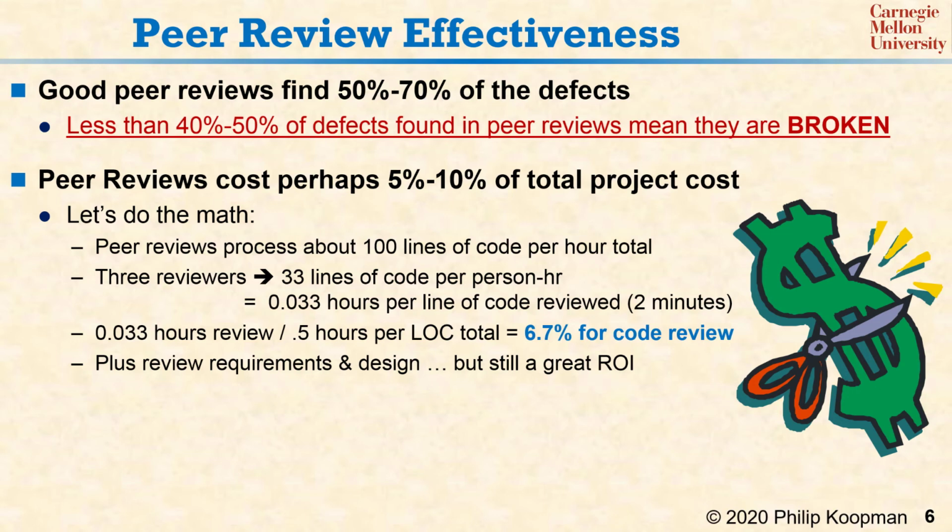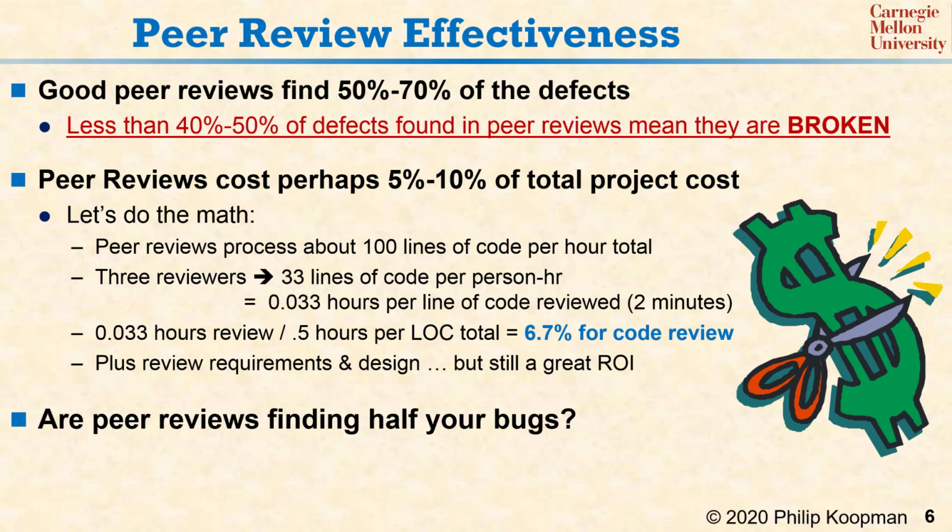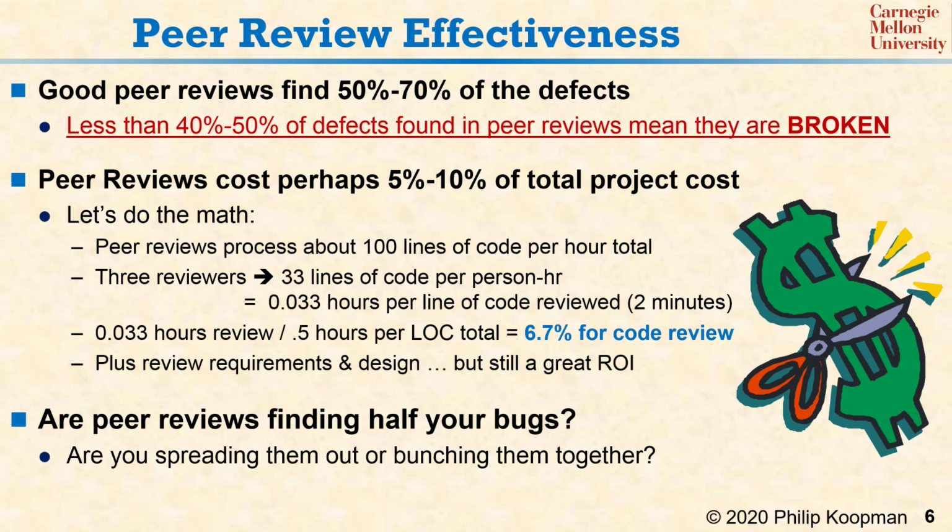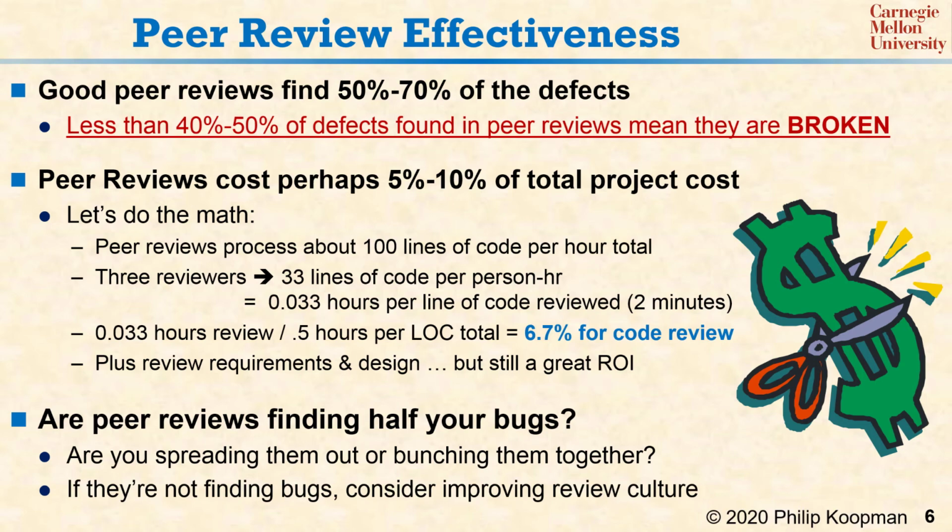So ask yourself, are your peer reviews actually finding half or more of all your bugs? If they're not, perhaps it's because you're bunching your peer reviews up at the end of the project and burning out your reviewers instead of spreading out the reviews to keep the workload sane. Or perhaps there's a problem with your review culture, such as team members who are afraid to criticize others due to an adversarial climate in the review meetings. Fixing these problems will give you a huge benefit.